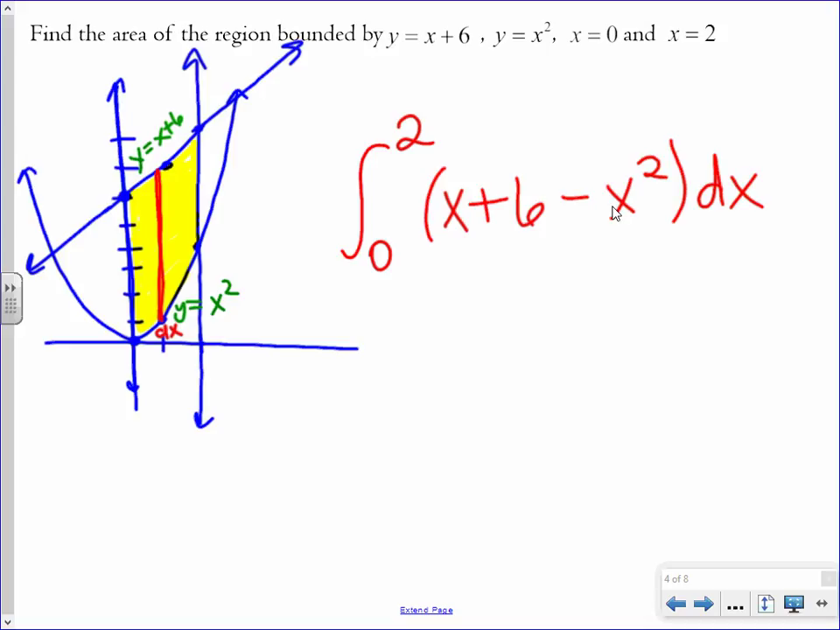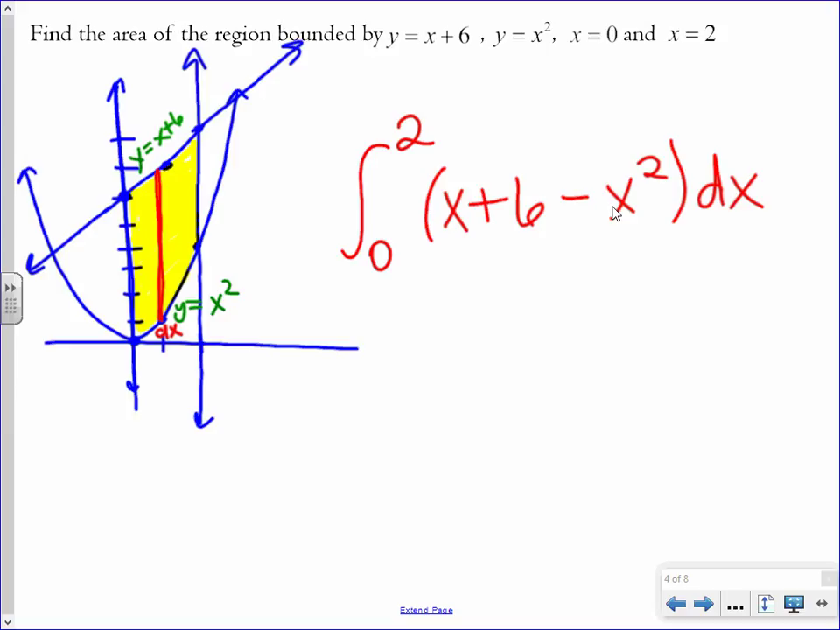So we're going from 0 to 2. We're integrating with respect to x. So we look at where x starts and where x stops. That's at 0 and 2. All right. Our top function is x plus 6. Our bottom function is x squared. So we have x plus 6 minus x squared inside of our integral.